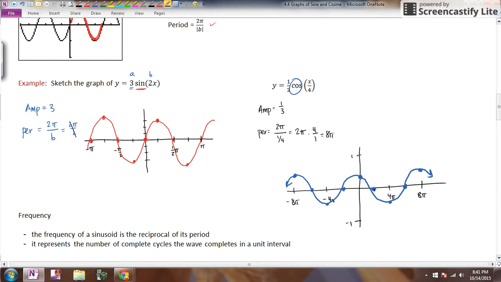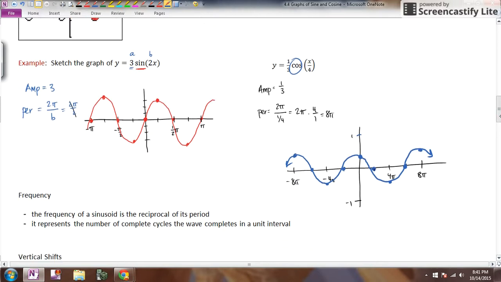Nice. Now there's this thing called frequency, which you might want to know. Frequency is just the number of cycles it creates. What it is, it's the period flipped over. So if the period, like in the last example, was 8 pi, then the frequency would just be 1/8 pi, right? That's what we call the frequency. All right, let me give you a question and I'll be right back.